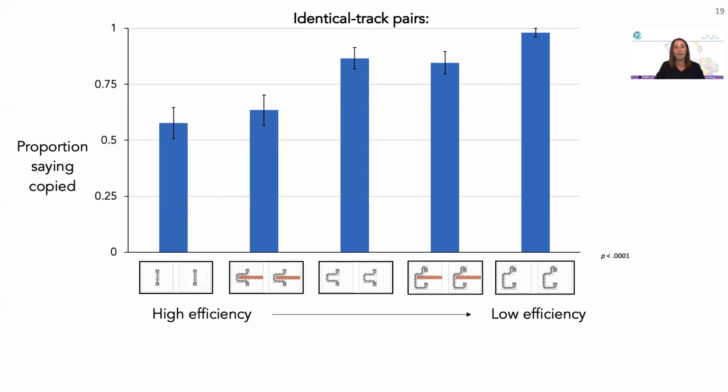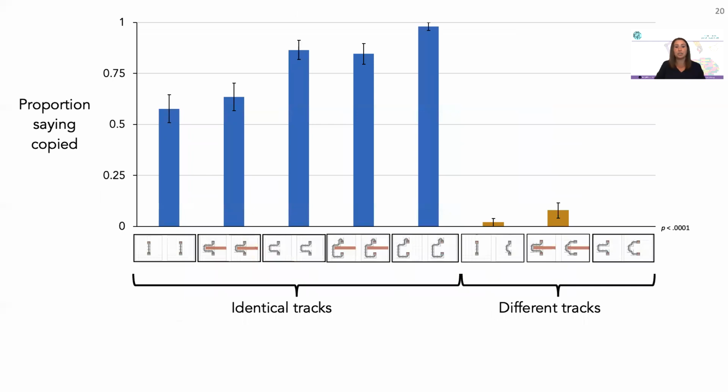Instead, they're taking into account the goals and constraints that shape the design, which is in line with the use of inverse planning. I should note that children are also sensitive to how similar the tracks are. On the right, you see data from trials where the 2 puppets created different tracks. For these trials, children rarely said copying occurred. And this is what is predicted by both the inverse planning and perceptual heuristic accounts. But only inverse planning predicts that children will go beyond how similar the designs look and change their judgments depending on efficiency, as they did in the identical trials.